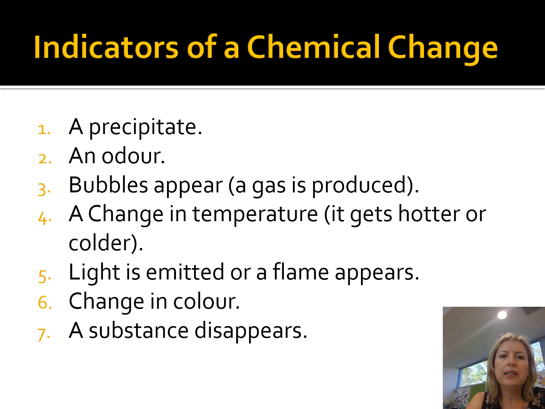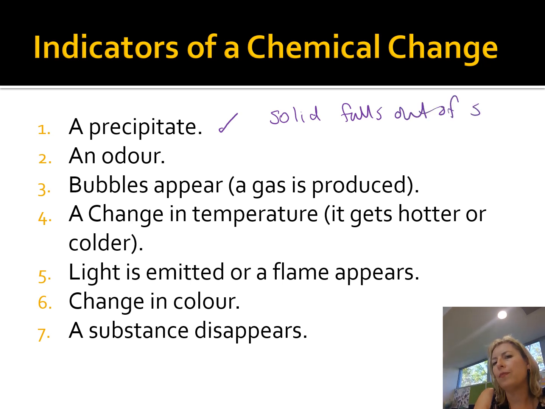Now, there are many indicators of a chemical change. A precipitate. This is when a solid falls out of solution. So you make a solid from two solutions and it tends to fall out. You're probably most familiar with the word precipitation when we're talking about rain, and there we have a liquid falling out of a gas. With chemistry, we talk about a precipitate as a solid falling out of a solution.